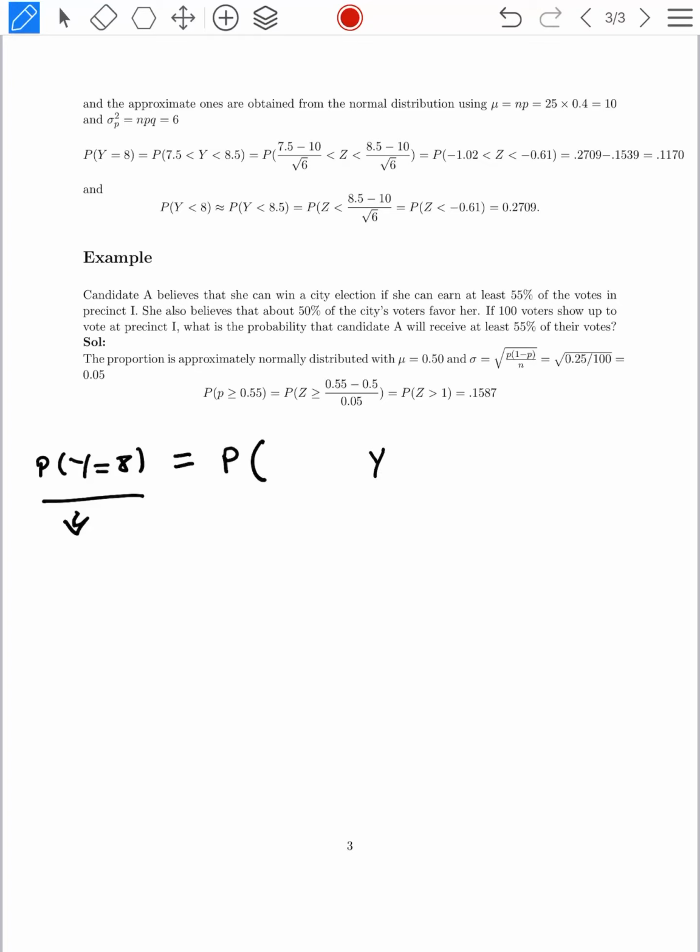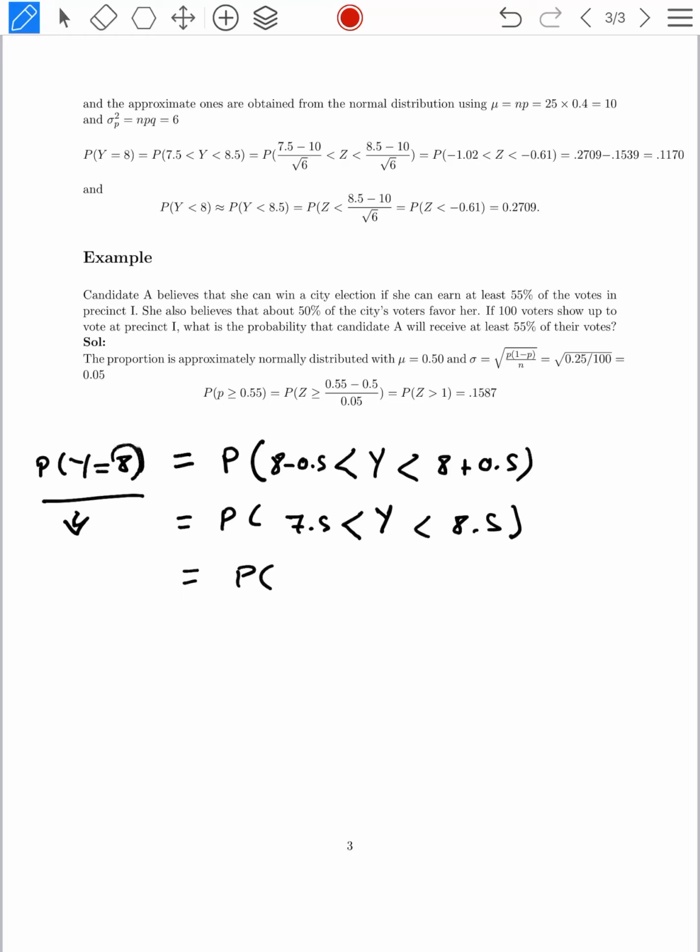What's the continuity correction? I would like to find the probability of y equals 8, so what I'm going to do is subtract 0.5 and add 0.5 to this 8, and then you can use your normal distribution. So y is going to be 8 minus 0.5, 7.5, and here you have 8.5. This is not the end of the question. Of course, you need to standardize this y. Y here is the number of successes.